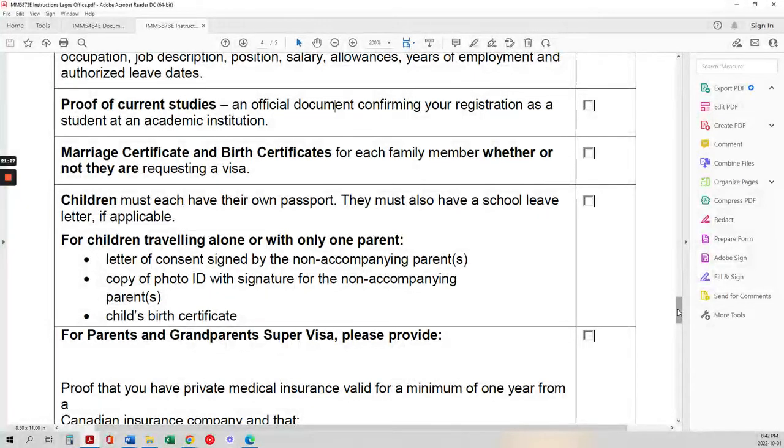Okay, now if the children are traveling alone, and we did discuss that earlier, a letter of consent signed by the non-accompanying parent, a copy of their photo ID with signature from the non-accompanying parent, and the child's birth certificate. Very, very important. We're going to stop there because the rest is not pertaining to family. It's more towards the grandparents and stuff.